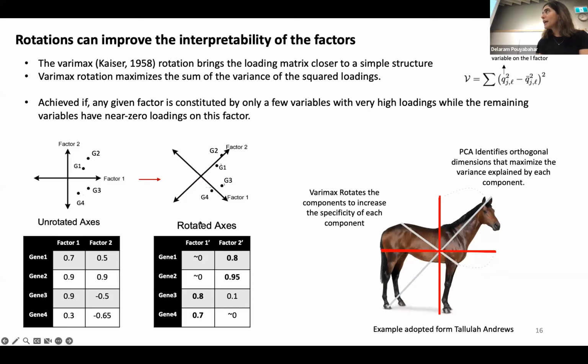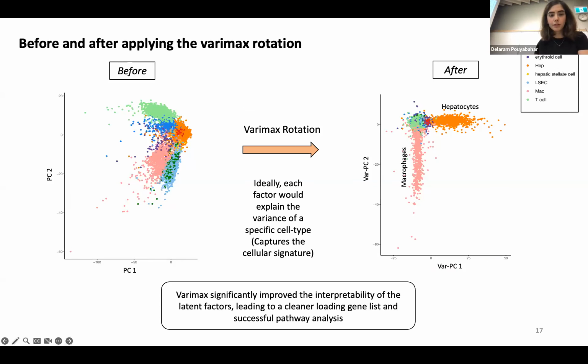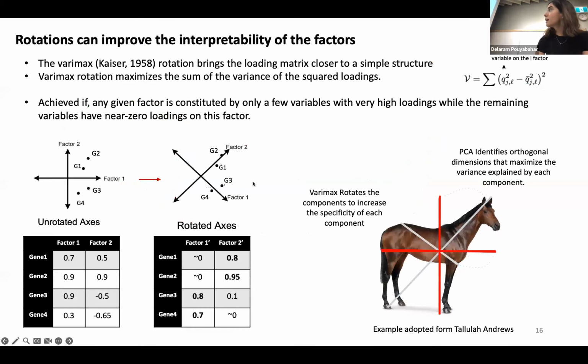And when you rotate these axes, you end up with a loading matrix like this. You can see that for the first 2 genes, the score is near 0, and the last 2 are high, and a similar pattern for factor number 2. So you can associate factor number 1 with gene 3 and gene 4, and you can associate factor number 2 with gene 1 and gene 2. So this is what I mean by simpler structure.